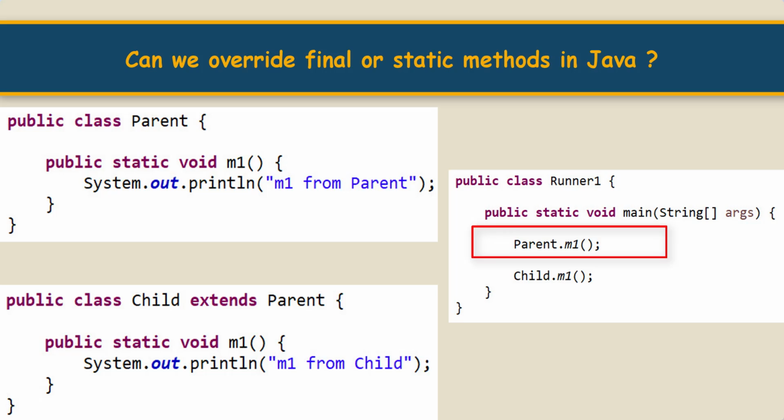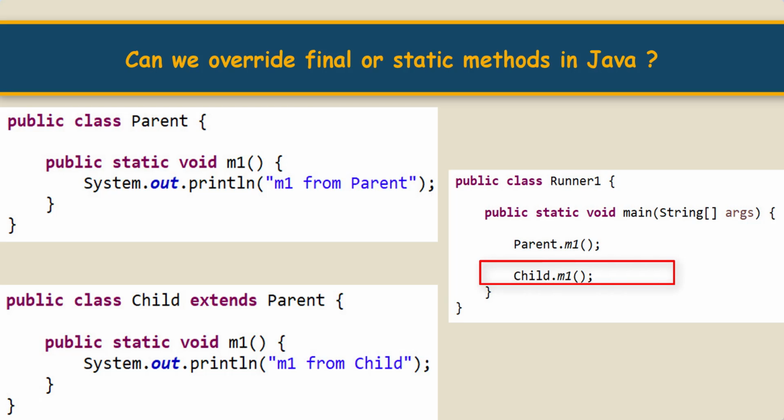It will execute the static m1 method from the parent class. And if I want to execute the m1 from the child, I will have to call it by using the child class name. So Child.m1. So this will execute the static m1 method from the child class.